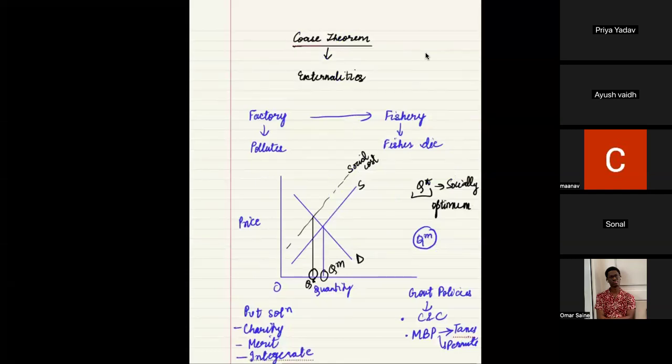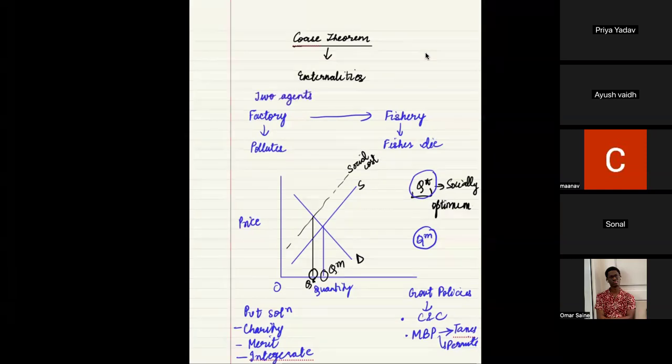Okay, so these were the solutions that we discussed. With reference to these solutions, what does the Coase theorem say? The Coase theorem says that you do not need such fancy solutions. There is just one thing that you have to do that will guarantee the solution to externalities, that will automatically produce Q star, the optimum output, and you don't need so many solutions. For that, what does Coase suggest? That if there is a factory and a fishery, both are two agents. So how many agents are there? Two agents are there in this case.